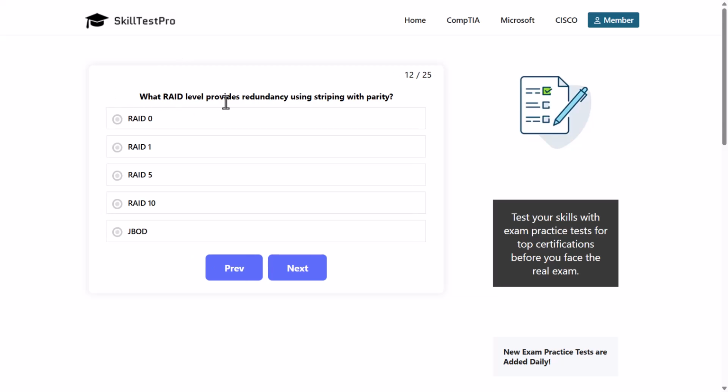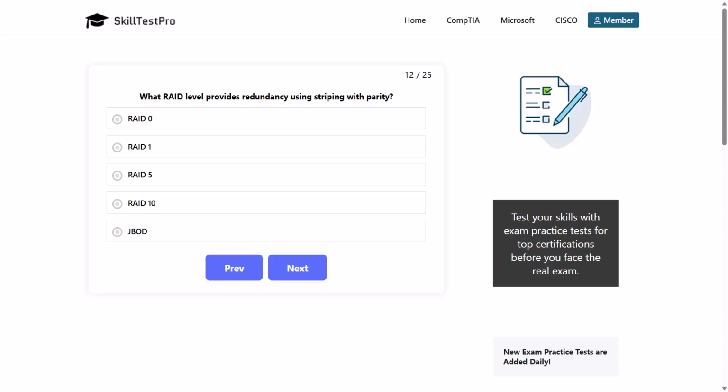What RAID level provides redundancy using striping with parity? And here you also, like I'm mentioning in all my videos, you should know these four main RAIDs, which is RAID 0, RAID 1, RAID 5 and RAID 10. Whenever it comes to RAID 3 or RAID 6, those you will not have in your exam.